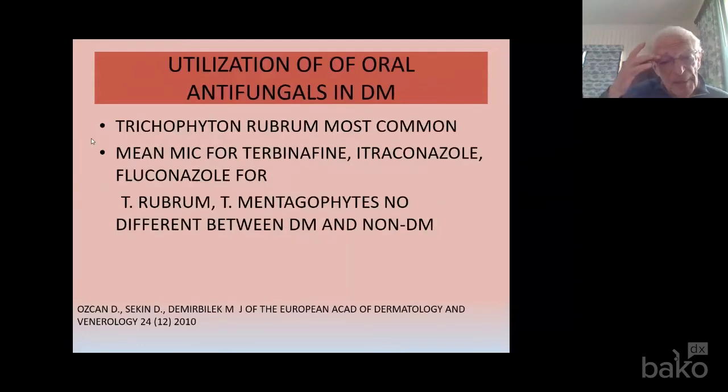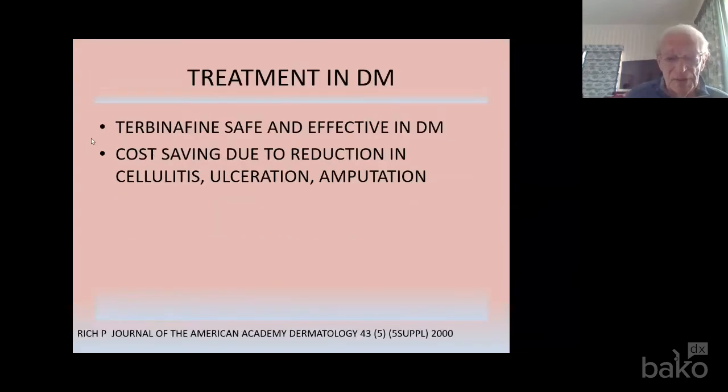Just like the non-diabetic and the diabetic, Trichophyton rubrum seems to be the most common organism. In the diabetic patient, the MICs for T. rubrum for terbinafine and itraconazole and fluconazole are the same. There's no difference between the diabetic patient and the non-diabetic patient. I tell the patients that at a high number, hepatocellular toxicity can occur in 1 in 50,000 patients, at a low 1 in 100,000. I explain to them that terbinafine is actually one of the safest drugs that we prescribe.